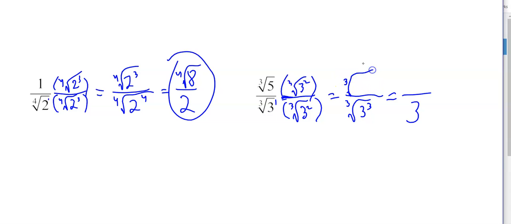So cube root, using our property we just learned. So 5 times 9 is 45. So cube root of 45 divided by 3 would be the way to go there. That's it. That's your lesson for today.